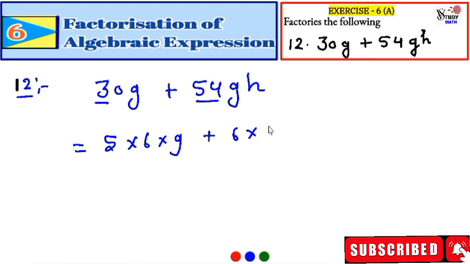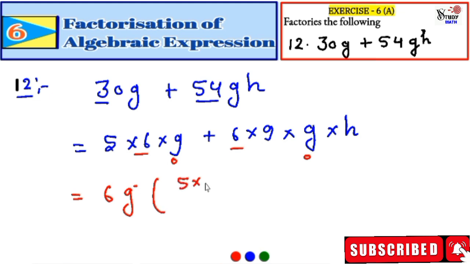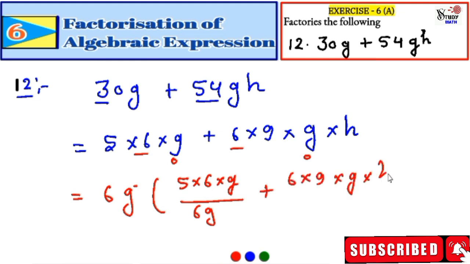6 9s are 54, multiply g, multiply h. Now here you can see 6 and 6 is common, and g is common. So now take 6g as common. So what do we have now? 5 multiply 6 multiply g divided by 6g. Positive, we have 6 multiply 9 multiply g multiply h.